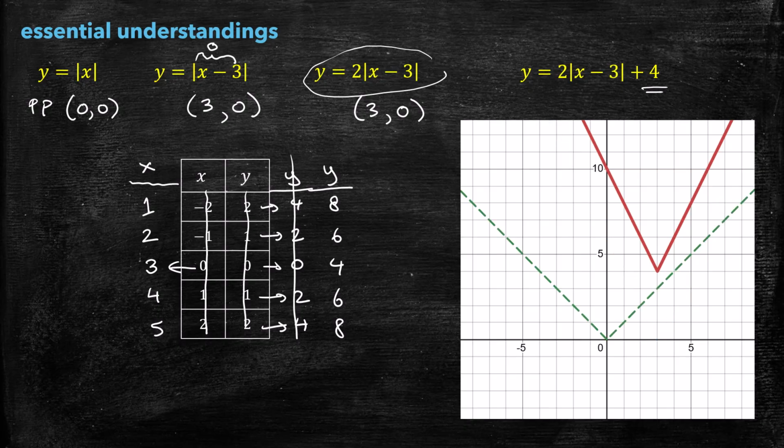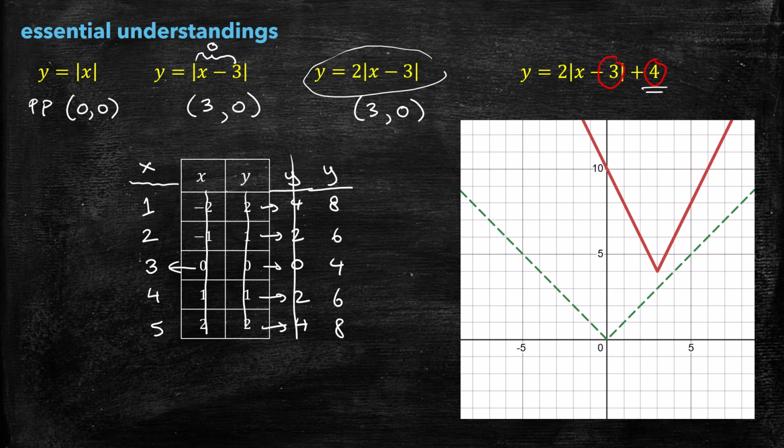Let's go back to y equals absolute value of x, and then the final graph. Notice that the pivotal point is at (3, 4), right? So let's just highlight that. So (3, 4) will be the location of the pivotal point.